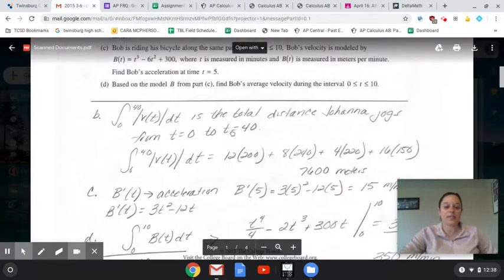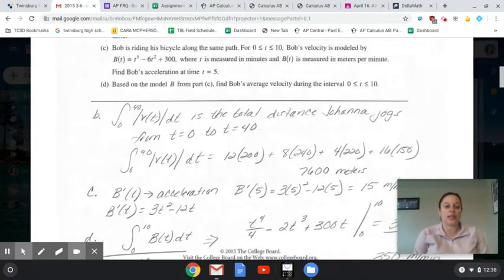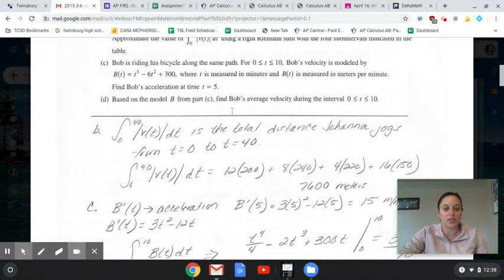And then finally, part D wants to know using the model B, so using the B equation, find his average velocity during the interval. There's a couple ways to do this. I like to think of it as average value. Average value is something we did in chapter 4. Average value is essentially area, which is integration, divided by width. We called it like the average height of a function. In this case, it's going to be the integration of velocity, so integrating velocity from 0 to 10, and then dividing by the width of the interval.